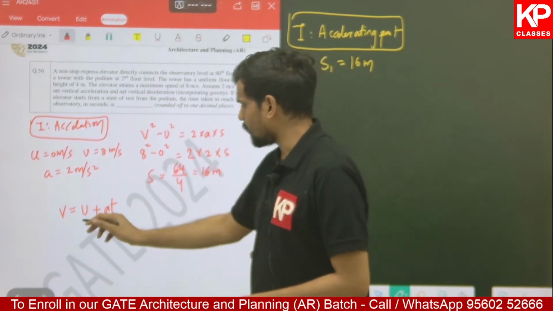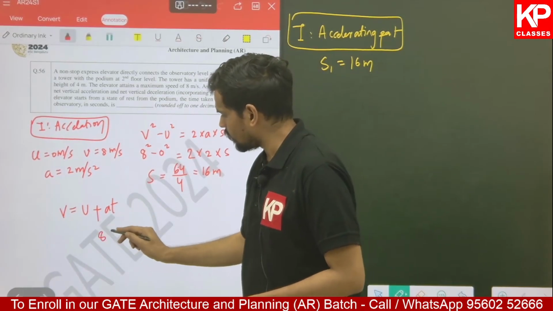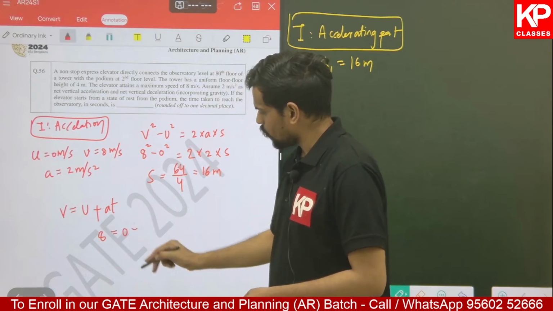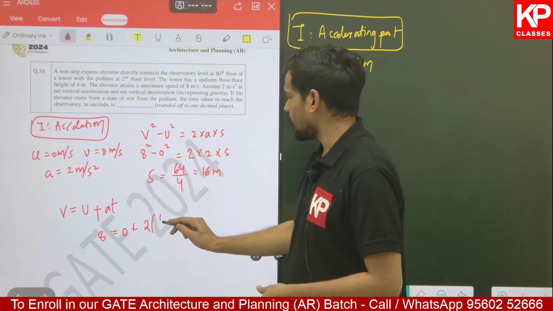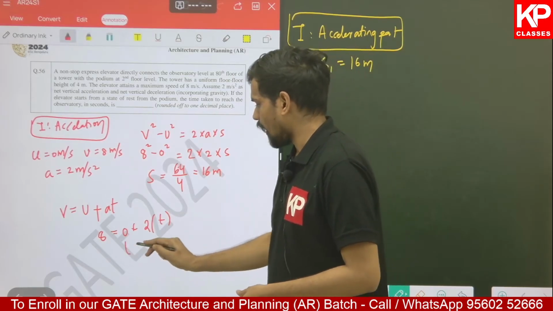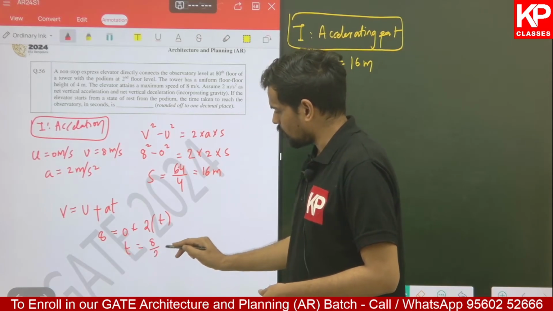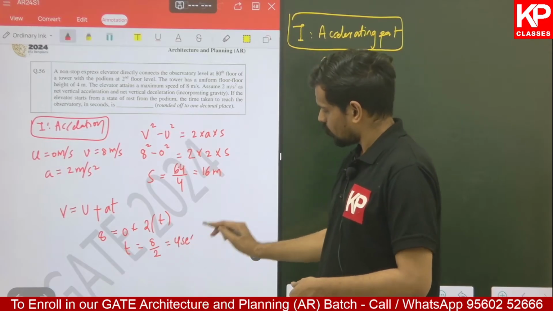Either way you will get the same answer. So v, the final velocity, is 8, equal to u, which is 0, plus the rate of acceleration, 2, times the time taken, which you need to find out. So the time taken is going to be 8 upon 2, that is 4 seconds.